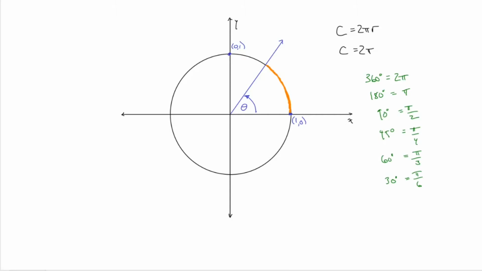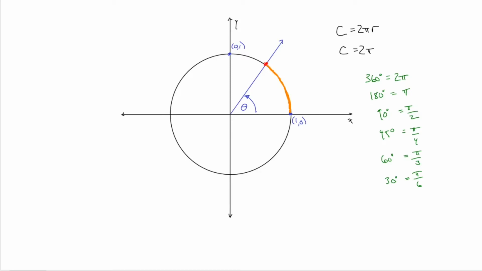And a little bit of extra arithmetic gives you these other common values. A 90-degree angle is pi over 2 radians. A 45-degree angle is pi over 4 radians. 60 degrees is pi over 3 radians. And 30 degrees, pi over 6 radians.